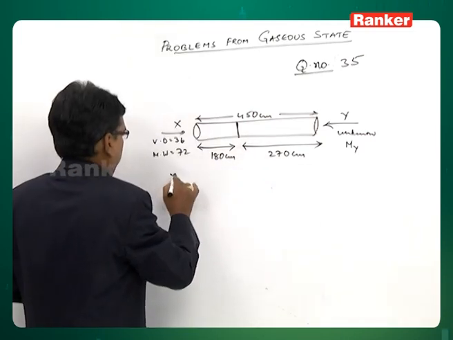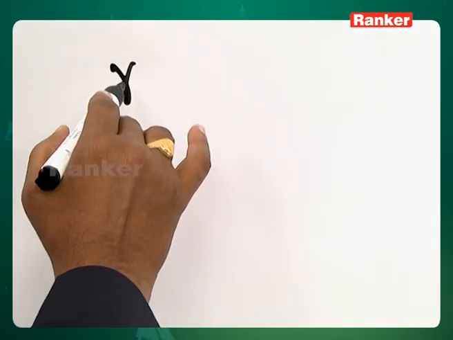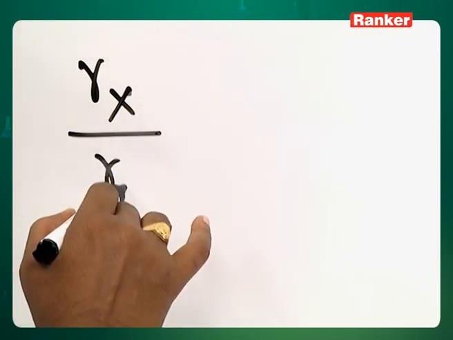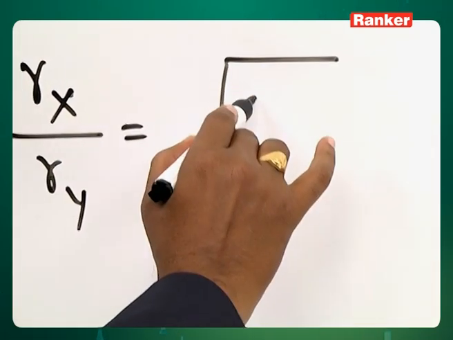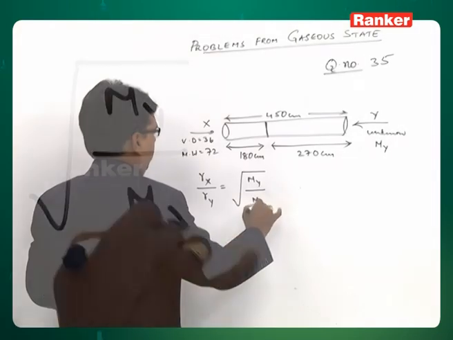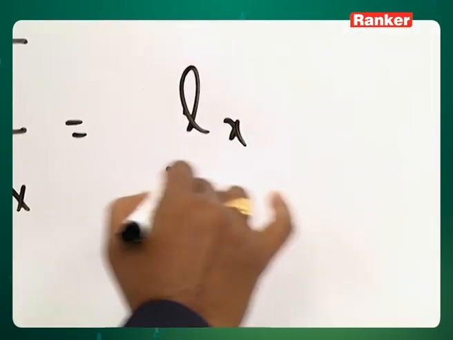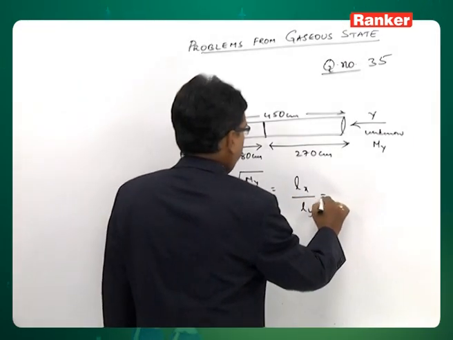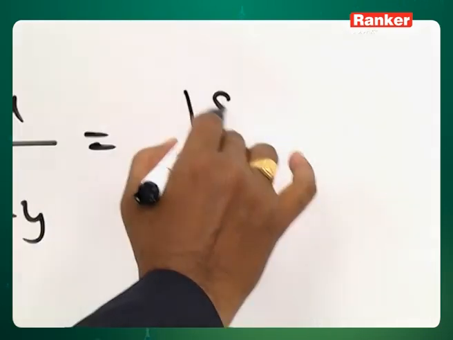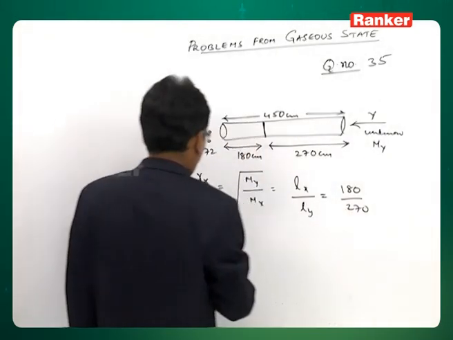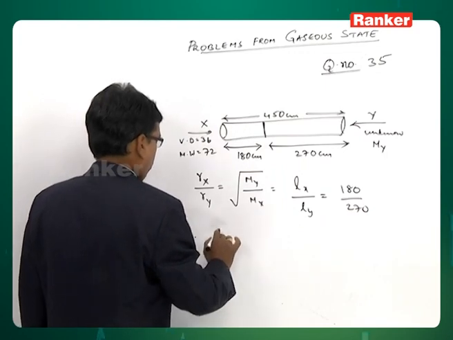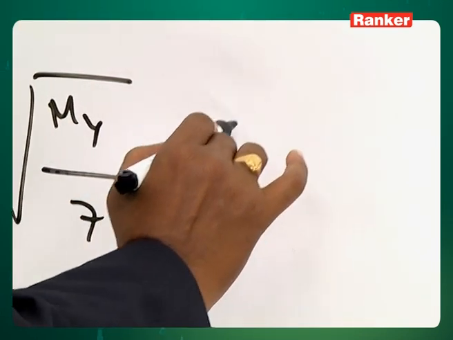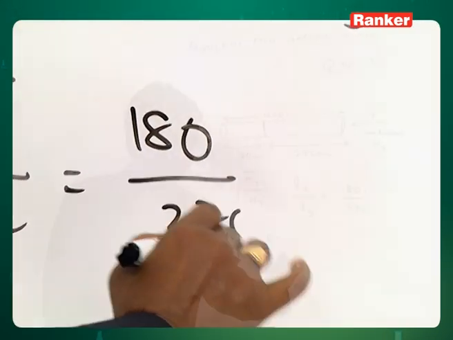So, here the ratio of rate of diffusions of the unknown gas Rx by Ry is equal to root over My by Mx, which is equal to Lx by Ly. So, here Lx by Ly is equal to 180 by 270. Now, therefore, root over My by Mx, that is 72, is equal to 180 by 270.